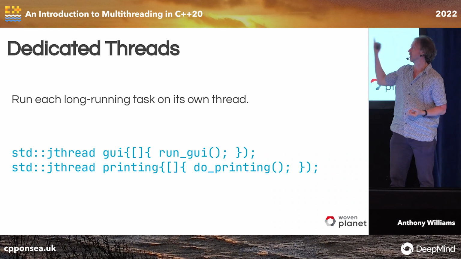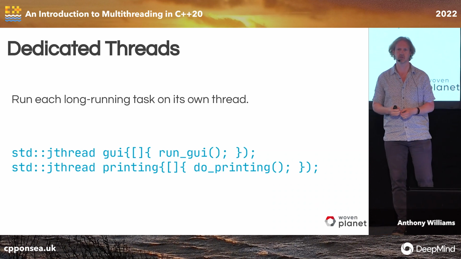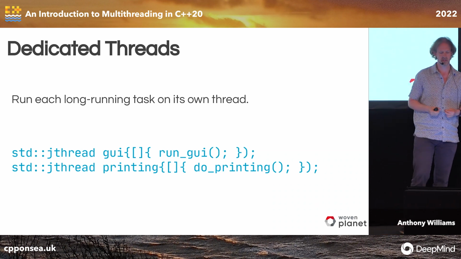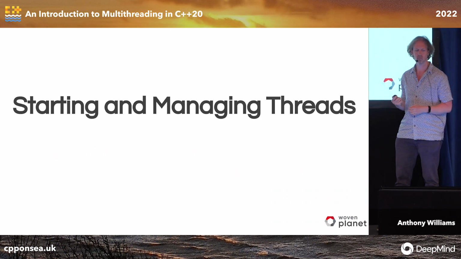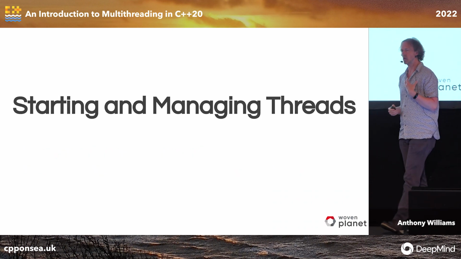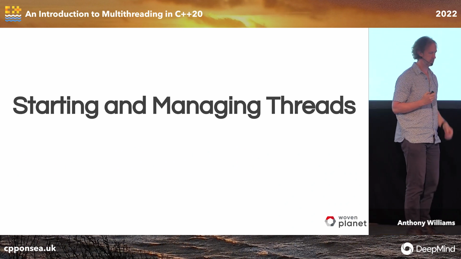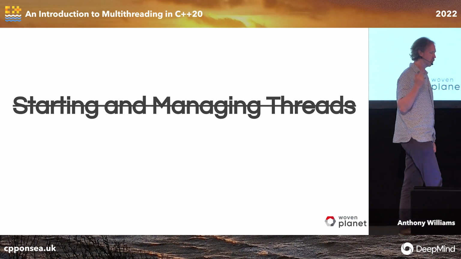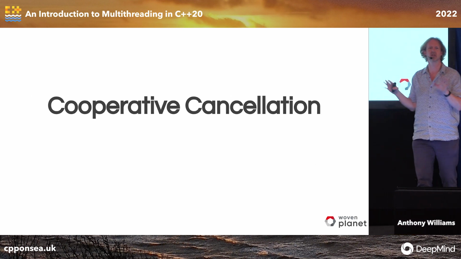This is the new C++20 type for managing threads. And you can pass in the tasks. And here I've just got lambdas for passing in. So run the GUI stuff on its own thread. Run the printing stuff on its own thread. So if you're going to be doing these dedicated threads, then you're going to need to know how to start them. But before we do that, I'm going to have a sort of sidetrack into cooperative cancellation.